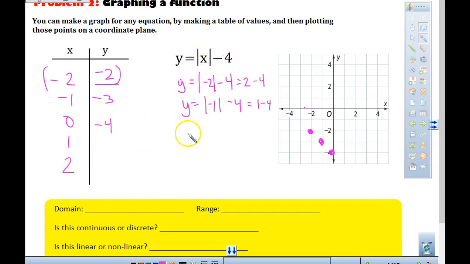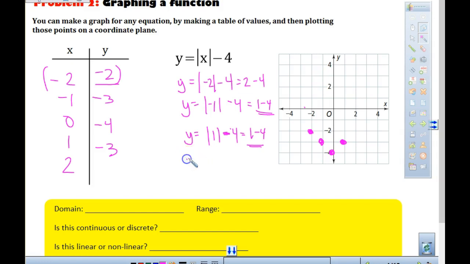So we're going to plug in a 1. The absolute value of 1 minus 4 is going to be what? The absolute value of 1 is 1. 1 minus 4. Isn't that going to be the same as here? Yeah, it's negative 3. So is it linear? Not at this point, right? Is it a function? Yes.